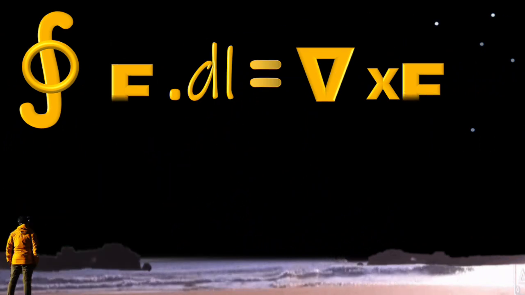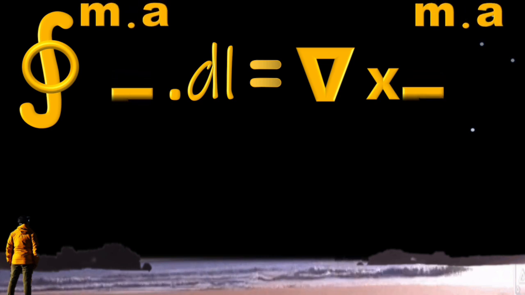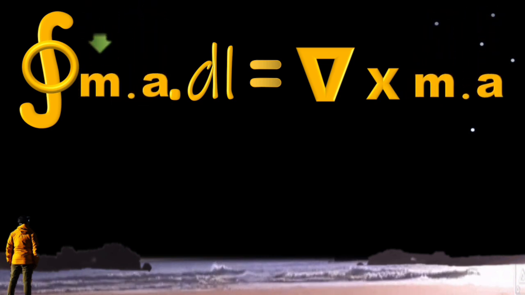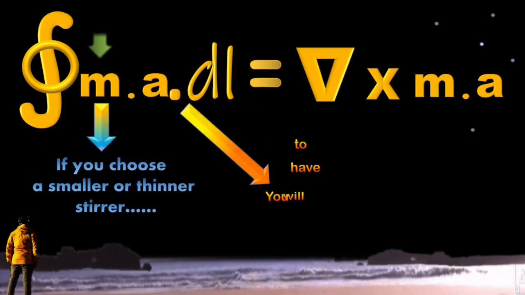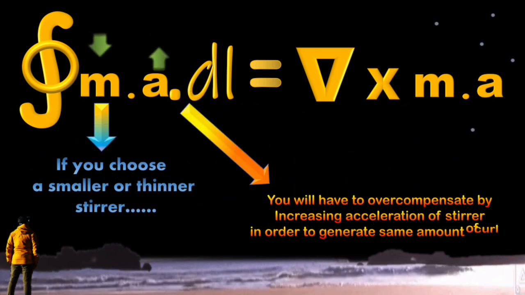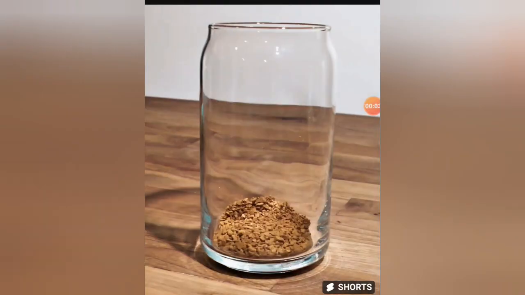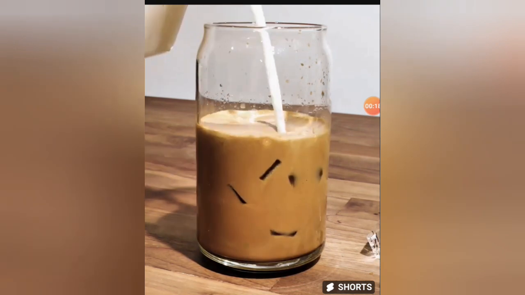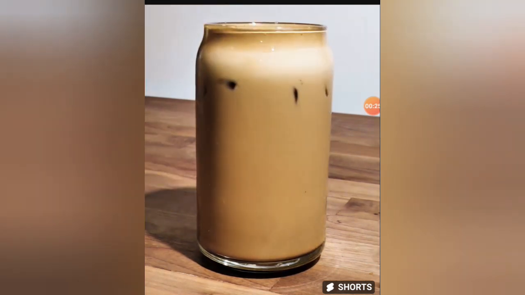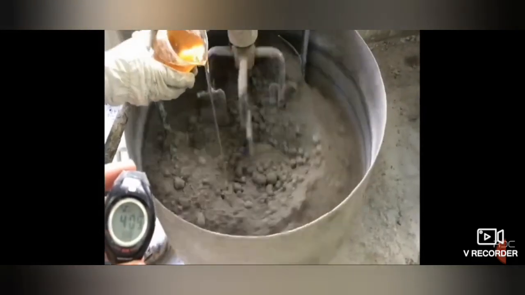Now, if you reduce the mass of the spoon, don't you think that you will have to overcompensate in the acceleration department to generate the same amount of curl? So, if you are stirring with a smaller stirrer, don't you think it will be better to increase the acceleration? Even better, why not let an electric motor do the heavy lifting, or should we say heavy stirring, in this case? Now let's say the mass of the fluid is increased.